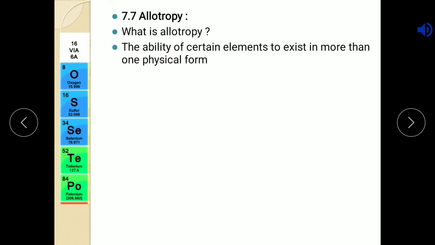So let us start. The first concept we are going to learn about is allotropy. And what is allotropy? You all are familiar with this word. Now, the definition. It is defined as the ability of certain elements to exist in more than one physical form. Do you remember last year we learned about the allotropes of carbon, which are diamond, graphite, fullerene, etc., where carbon exists in different physical forms. So that is allotropy. Now we will see the allotropy shown by elements of group 16.